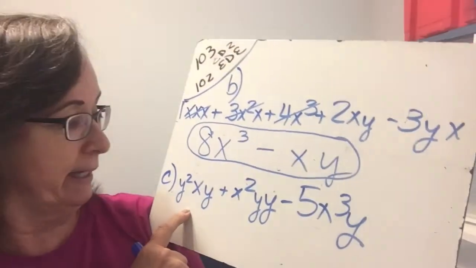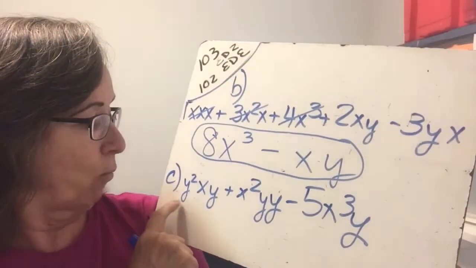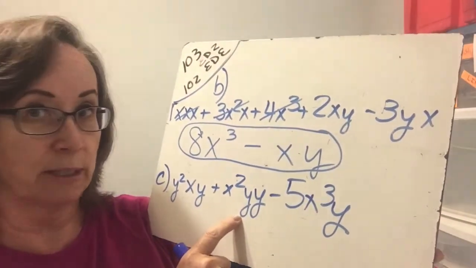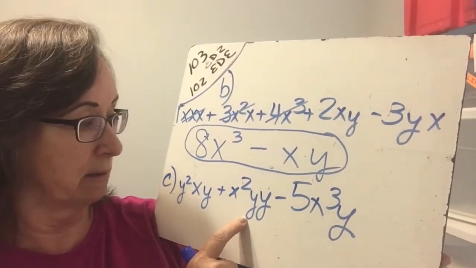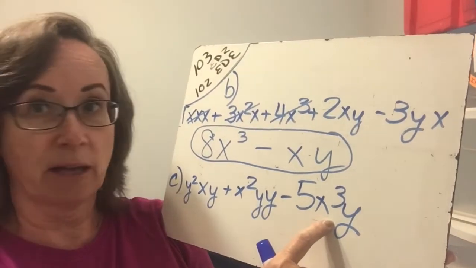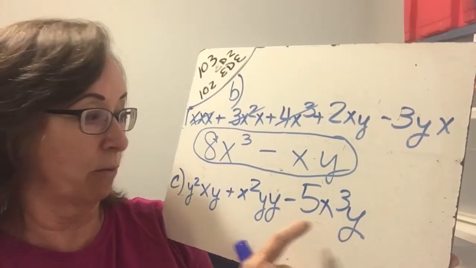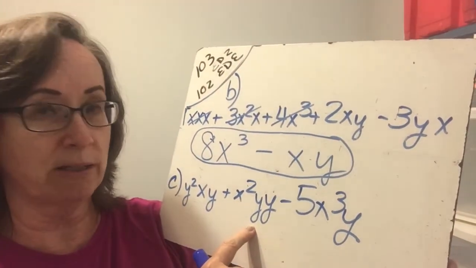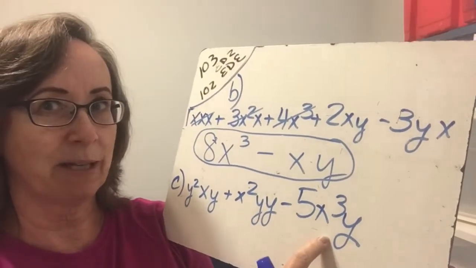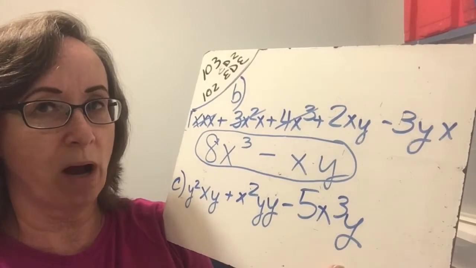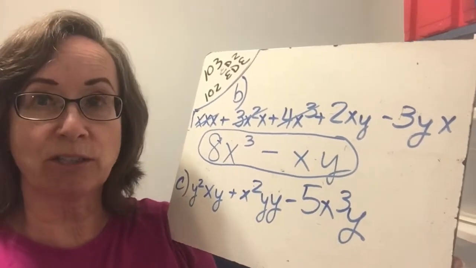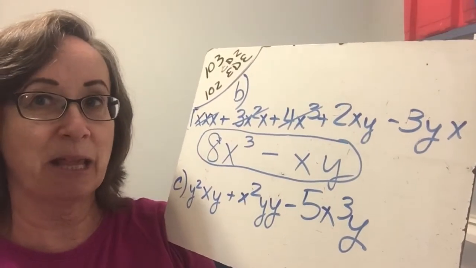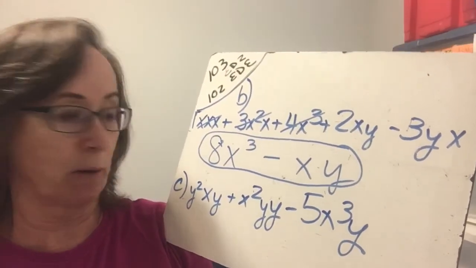Now, we look over here. This one is a y cubed x. Uh-oh. This one's not a y cubed x. This one's not a y cubed x. So they're not all the same. This one is an x squared y squared. And this one is an x cubed y. We have no like terms. So all we can do is get them in the best and simplest form we can.